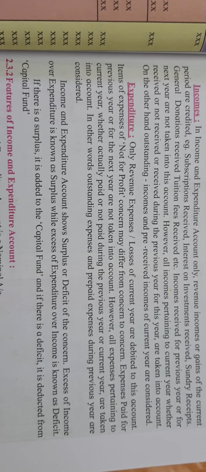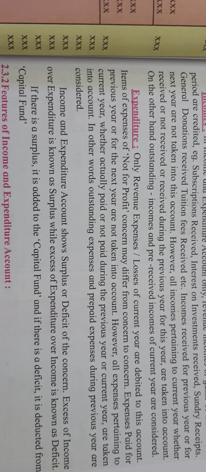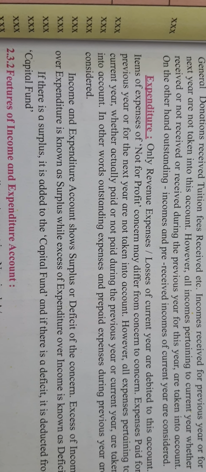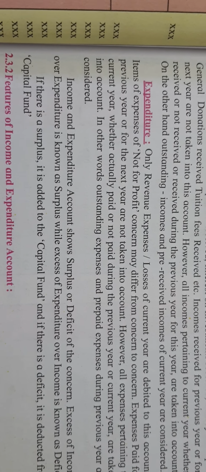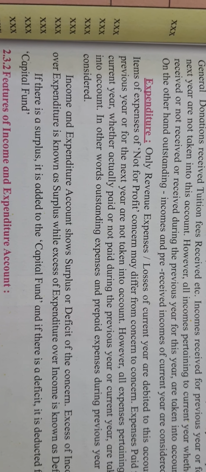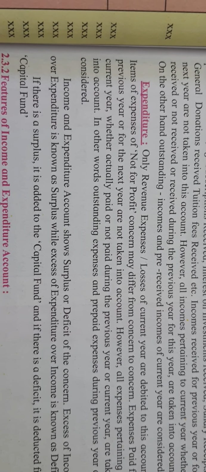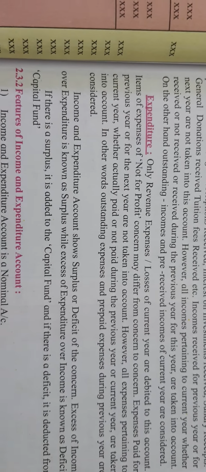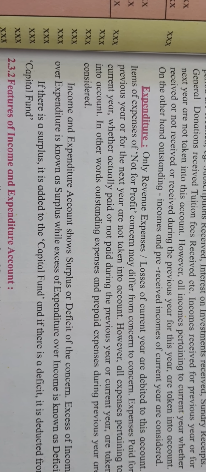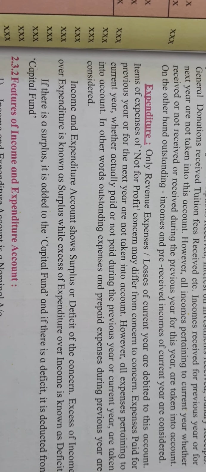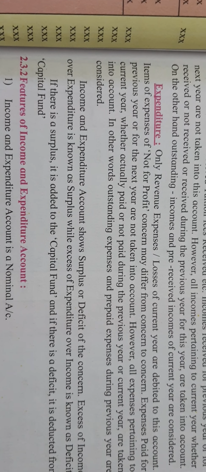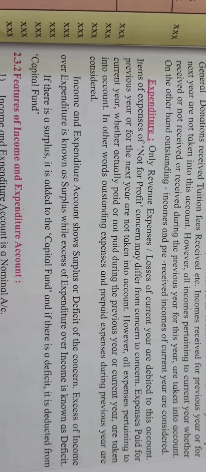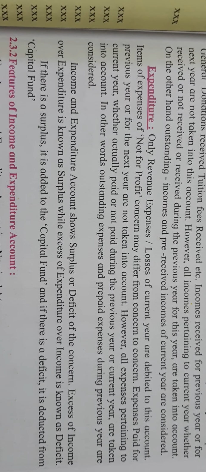Then the expenditure side: only revenue expenses and losses of the current year are debited. Items of expenses of an NPO may be different from concern to concern. If it is a library, then the expenses will be related to the library. If it is a sports club, they relate to the sports club. If it is a hospital, then all expenses will relate to the hospital. So current year expenses, whether actually paid or not paid during the previous year or current year, are taken into account. Outstanding expenses and prepaid expenses of the previous year are considered, right?